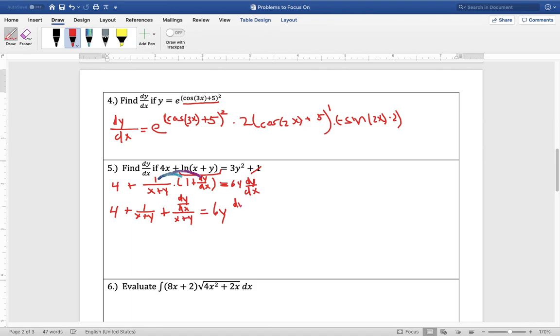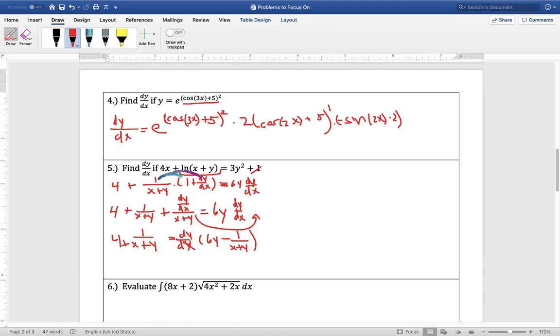And then dy/dx. Okay. Next thing I'm going to do is bring this dy/dx over here, factor it out, and I'll show you that in one step. So I'm going to be left with 4 plus 1 over x plus y equals, and then on this side I'm going to have a dy/dx that I'm going to factor out, and it's factoring out of the 6y minus 1 over, because I'm subtracting this over, x plus y.